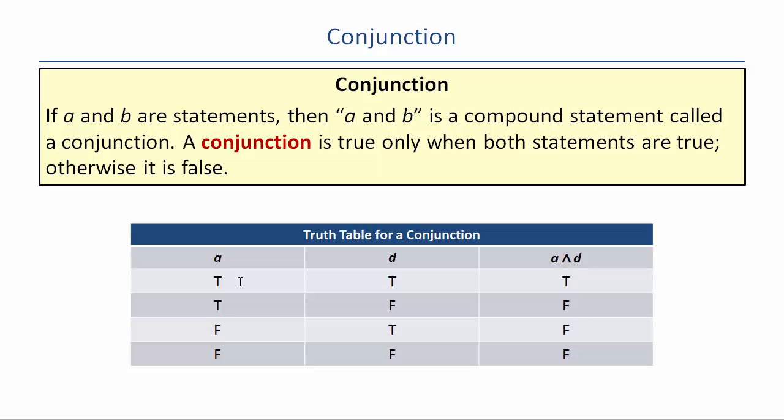Think of it this way. Think back to when you were getting an allowance, if you ever did get an allowance from your parents. And in order to get your allowance, you had to do two things.